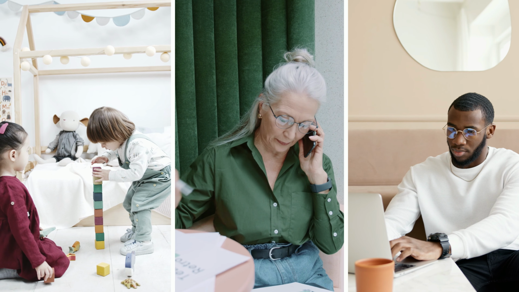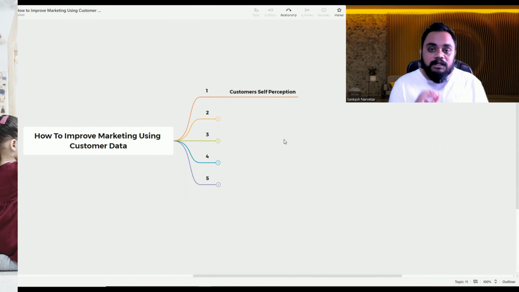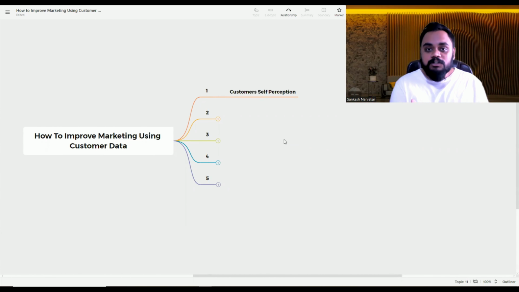Now, for your customers, you've got to be specific about what specific age group you want to serve, because this is how your marketing message might change. Maybe there are different age groups that you are serving, but you can't give the same message to all of them, because different age groups might have different aspirations, different problems. So the first thing to understand is your customer self-perception.